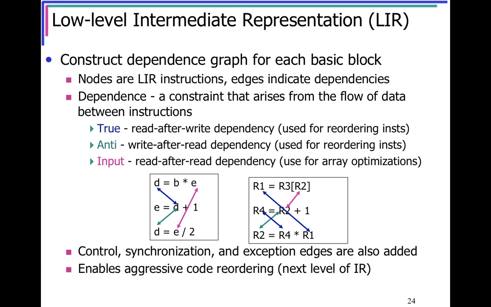Anti-dependencies are just the opposite. They're shown in the green arrow. This is where you have a def that follows an instruction that uses the same name. On the right, R2 is used in the second instruction and defined in the third instruction. So there's an anti-dependency, a write after read dependency for R2.